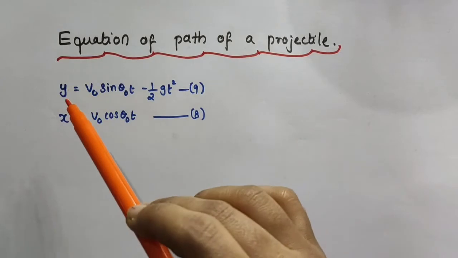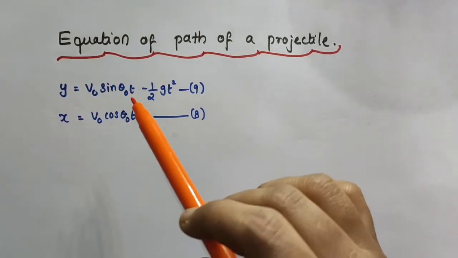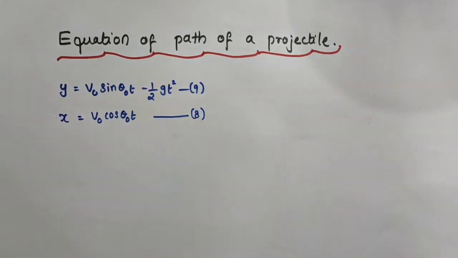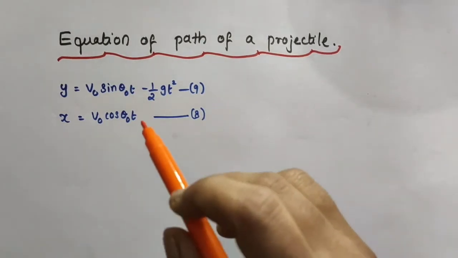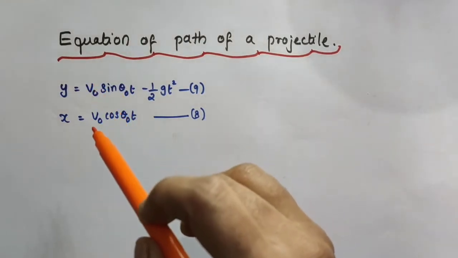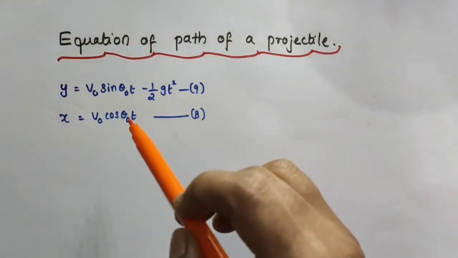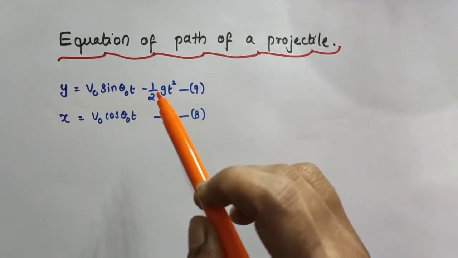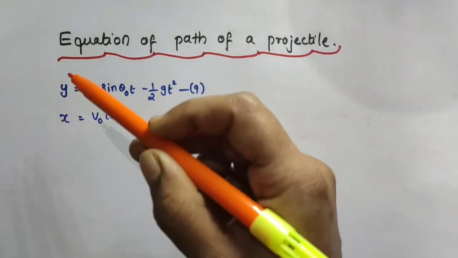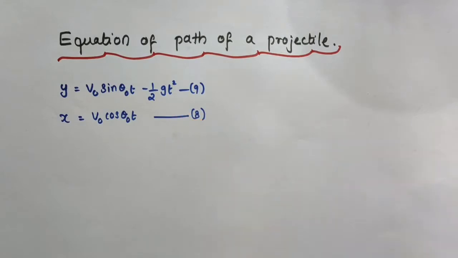Equation number 9 was this: y equal to v0 sin theta 0 into t minus half gt square, and x equal to v0 cos theta 0 into t, where v0 is the initial velocity, theta 0 the projection angle, g the acceleration due to gravity, t the time, and x and y are the position coordinates of that projectile.